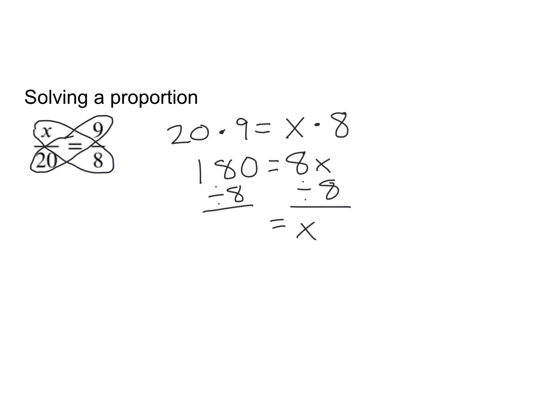I am going to use a calculator. You can use a calculator. Okay, we get 22.5. You may be getting decimals now, okay? Just like we're not afraid of fractions, we are not going to be afraid of decimals. So our answer here is x equals 22.5.